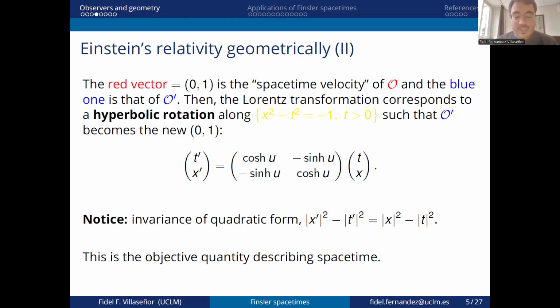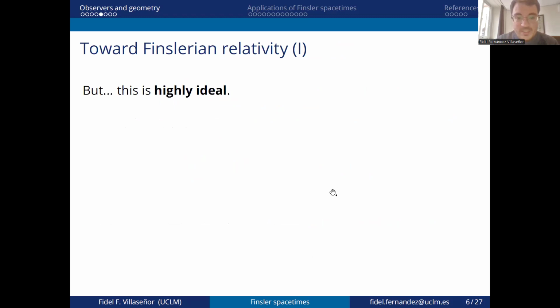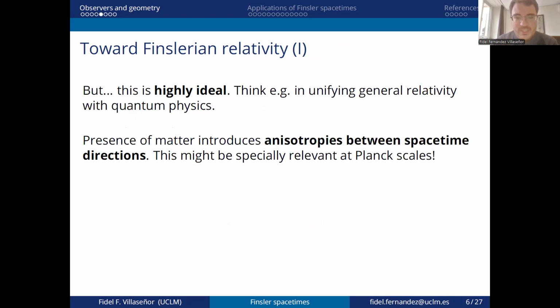But okay, this is special relativity, and this is really the simplest case. It's highly ideal. Why? Well, because of many things. But for example, think about what may be the biggest problem in fundamental physics, which is unifying general relativity with quantum physics. Then one realizes that the presence of matter introduces some anisotropies between space-time directions. So in other words, because of the presence of matter, different space-time directions may not behave the same. And this might be especially important at the Planck scales.